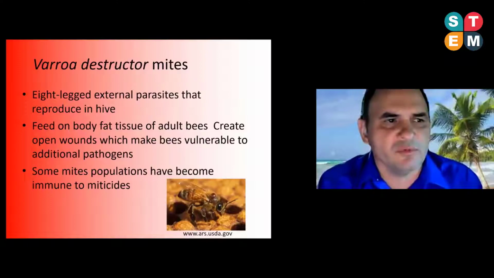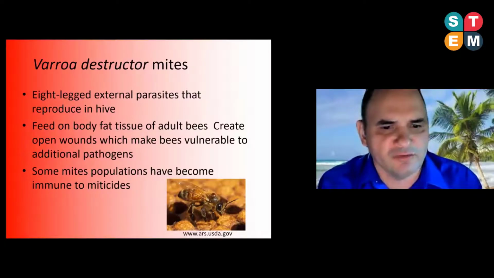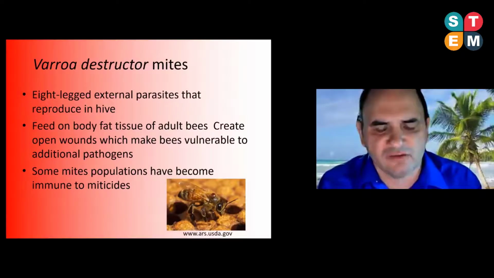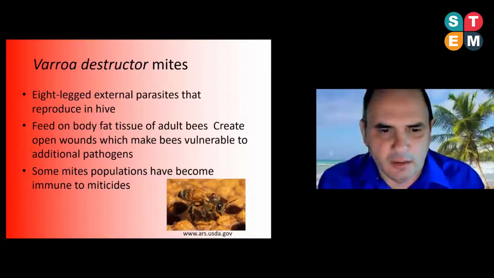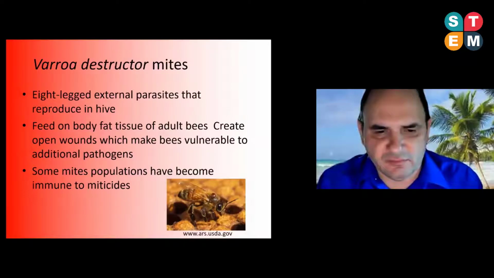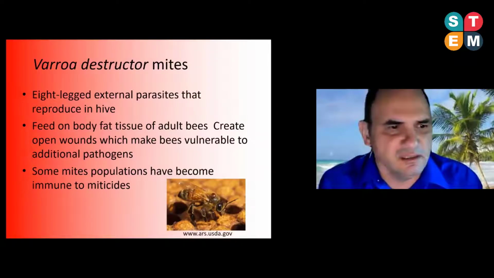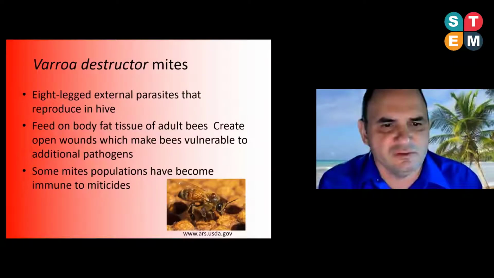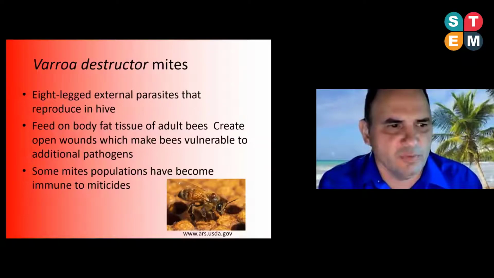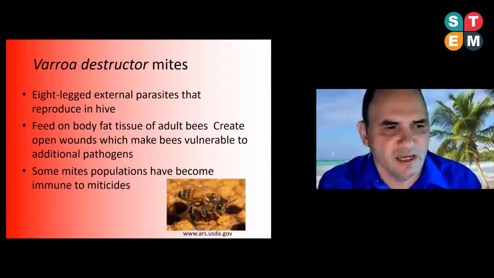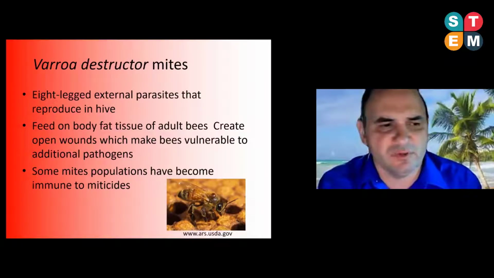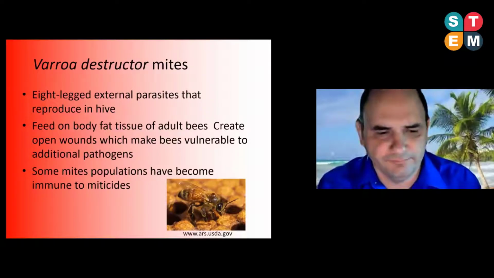In this talk, we're going to be focusing on the Varroa destructor mite. These are small 8-legged external parasites that reproduce in the honeycomb, but in the phoretic state, they remain attached to the bee, and they feed on the body fat tissue of adult bees. They can create open wounds, which make bees vulnerable to additional pathogens, and some mite populations have become immune to miticides.